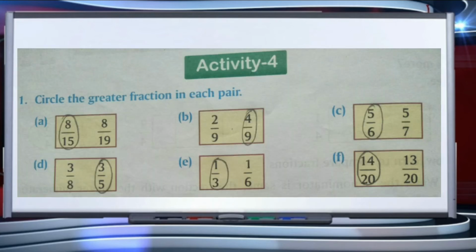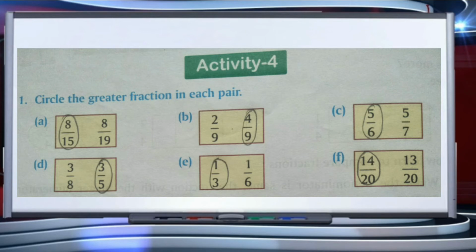Activity 4 is based on comparison. First question is: circle the greater fraction in each pair. A part is 8 by 15 and 8 by 19. Now this is based on the second rule, that when the numerator is the same, the fraction with the smaller denominator is greater. Means in this the numerator is the same, 8 and 8. Now we will check the denominators. Here it is 15 and 19. Means the smaller denominator is 15 and this fraction is greater. That means 8 by 15 is greater. So we have circled 8 by 15.